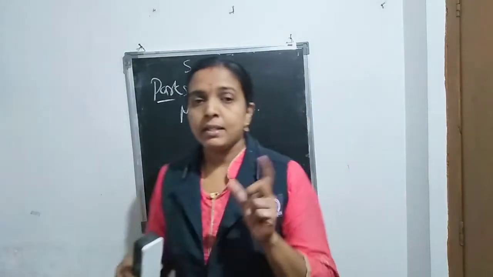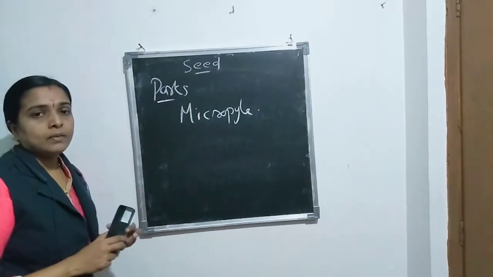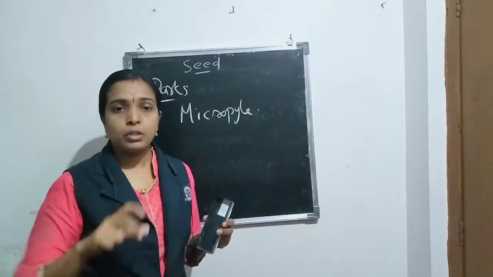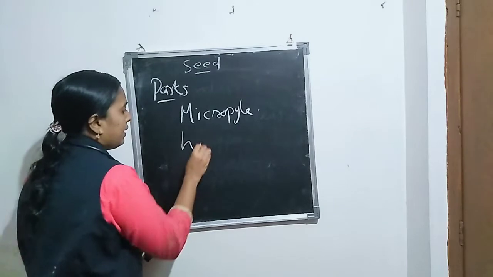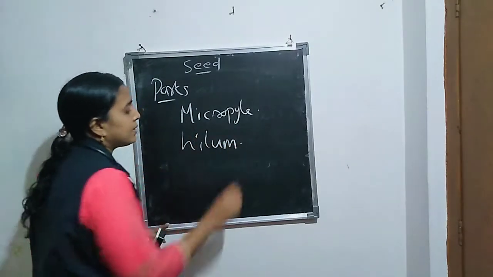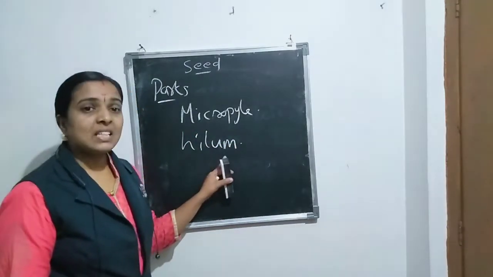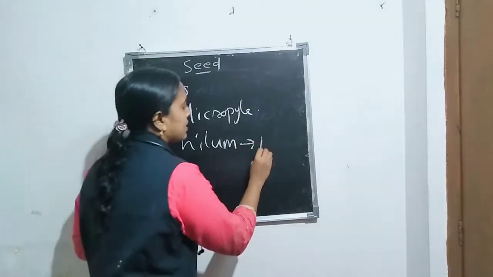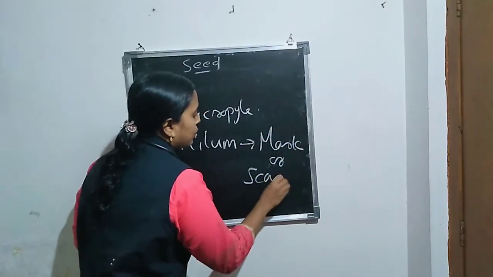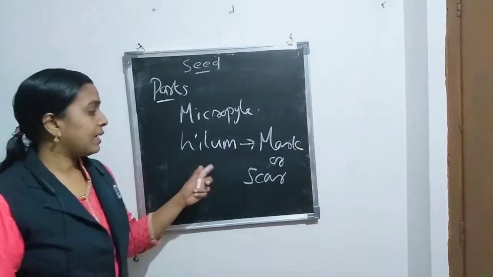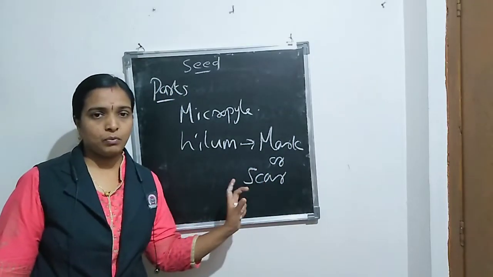This micropyle is another part of the seed that is found on the surface of the seed coat. Then another part is present, hilum. Next part is hilum. Hilum is a scar or a mark present on the surface of the seed that shows the point of attachment with the fruit wall.